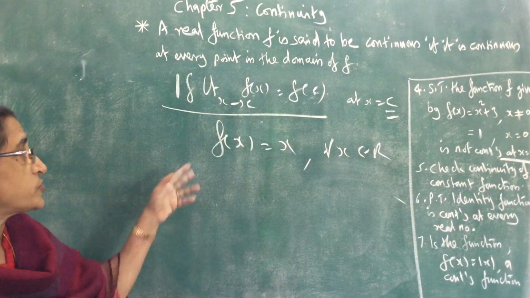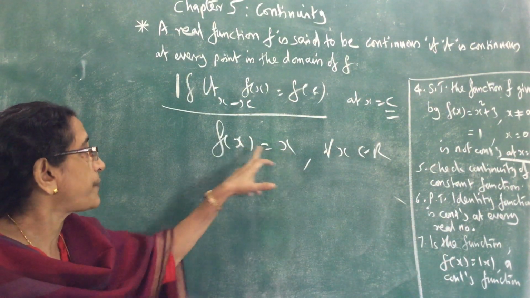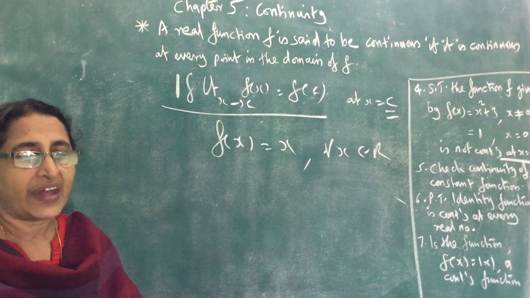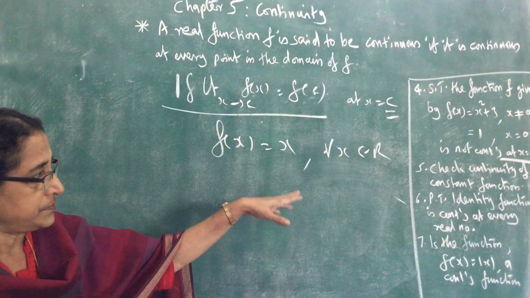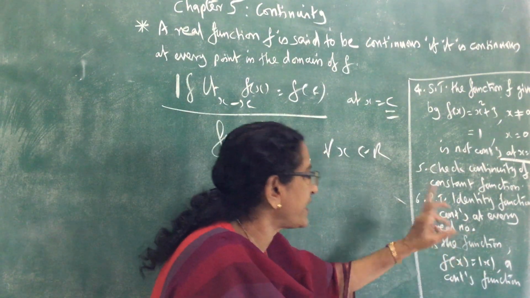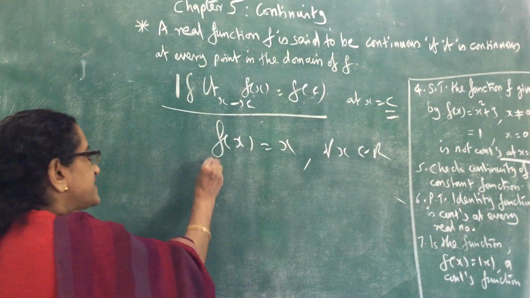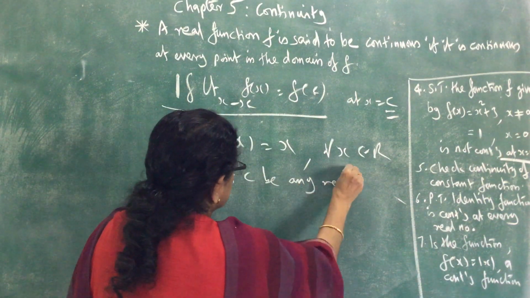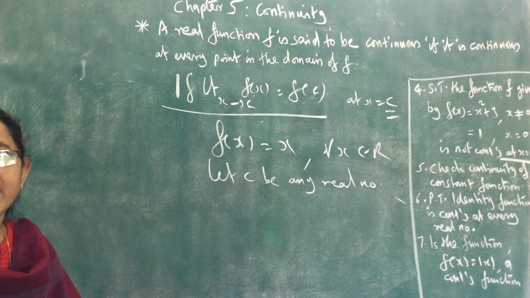We have studied this. What is f of 1? 1. f of 2, 2. In the place of x we have to substitute. f of 3, 3. f of 4, 4. That is called the identity function. Now we have to check the continuity at every real number. We consider a real number generally. Let c be any real number. Now we'll check the continuity at x equal to c.